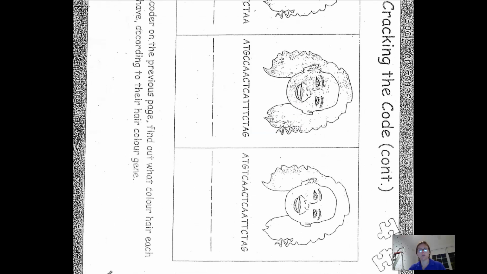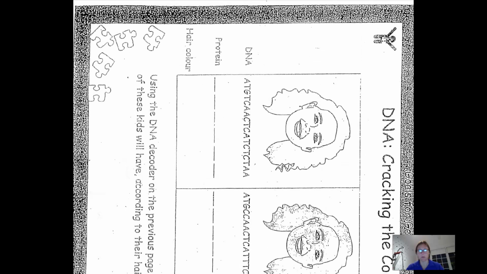So what I do is I go through and every third letter, 1, 2, 3, draw a line, 1, 2, 3, draw a line, 1, 2, 3, draw a line, all the way along into our 3-letter words. Then, using the other sheet that you've got, you match up those 3 letters with an amino acid, and then use the code at the bottom that says MET, SIR, THR, whatever, to tell you what color hair they've got. So there are 3 people in this diagram that you're going to work out the code for, using the previous page to work out what color hair each of them has.